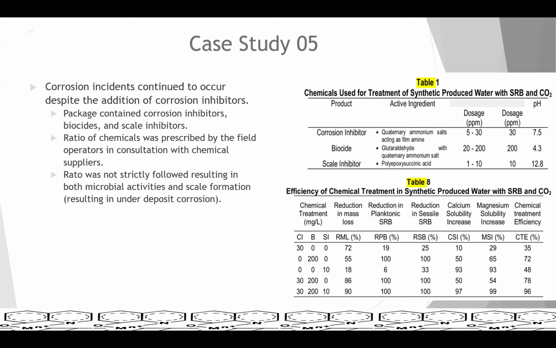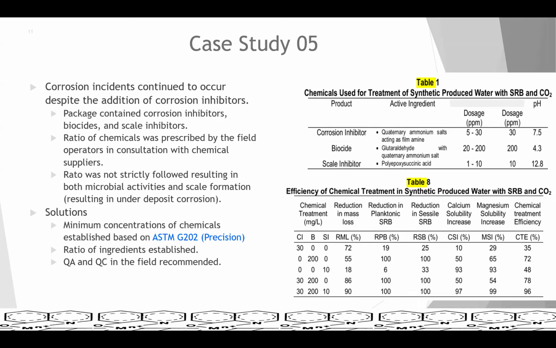As I said, the package had corrosion inhibitors, biocides, and scale inhibitors. But the ratio of chemicals was prescribed by the field operators. Of course, they consulted with chemical suppliers, but the dosage they used was less than the recommended dosage. In other words, the ratio was not strictly followed, resulting in both microbial activities as well as scale formation that resulted in under-deposit corrosion.